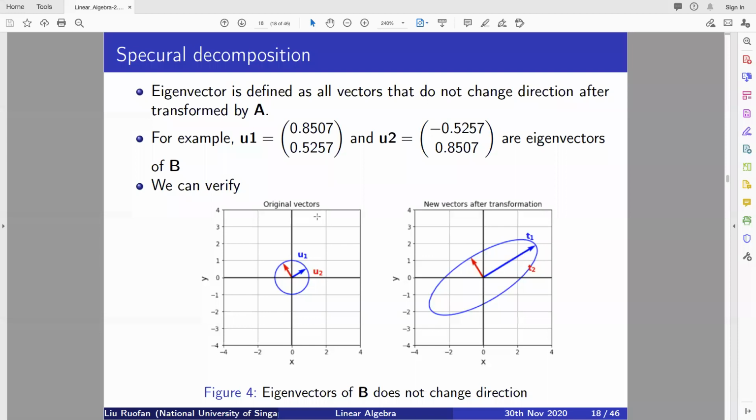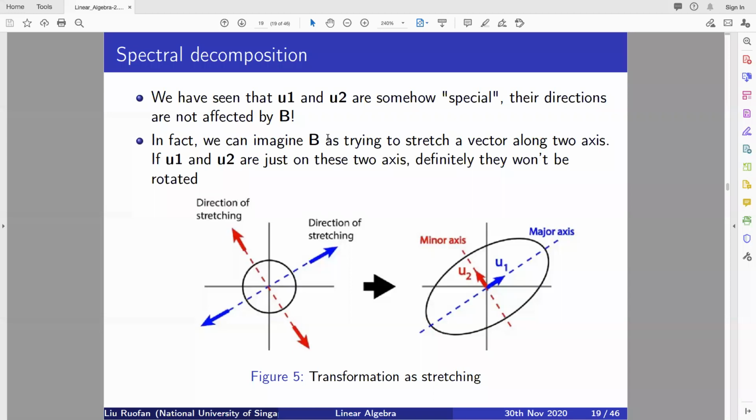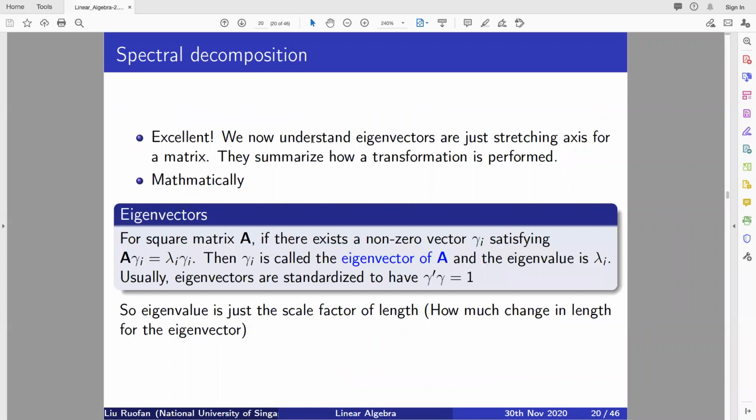We have seen that U1 and U2 are special because their directions are not affected by B. In fact, we can imagine B as trying to stretch a vector along two axes. One is U1, the other is U2. If U1 and U2 are just on these two axes, then they definitely won't be rotated. So we now understand eigenvectors as the stretching axes of a matrix. They summarize how a transformation is performed.